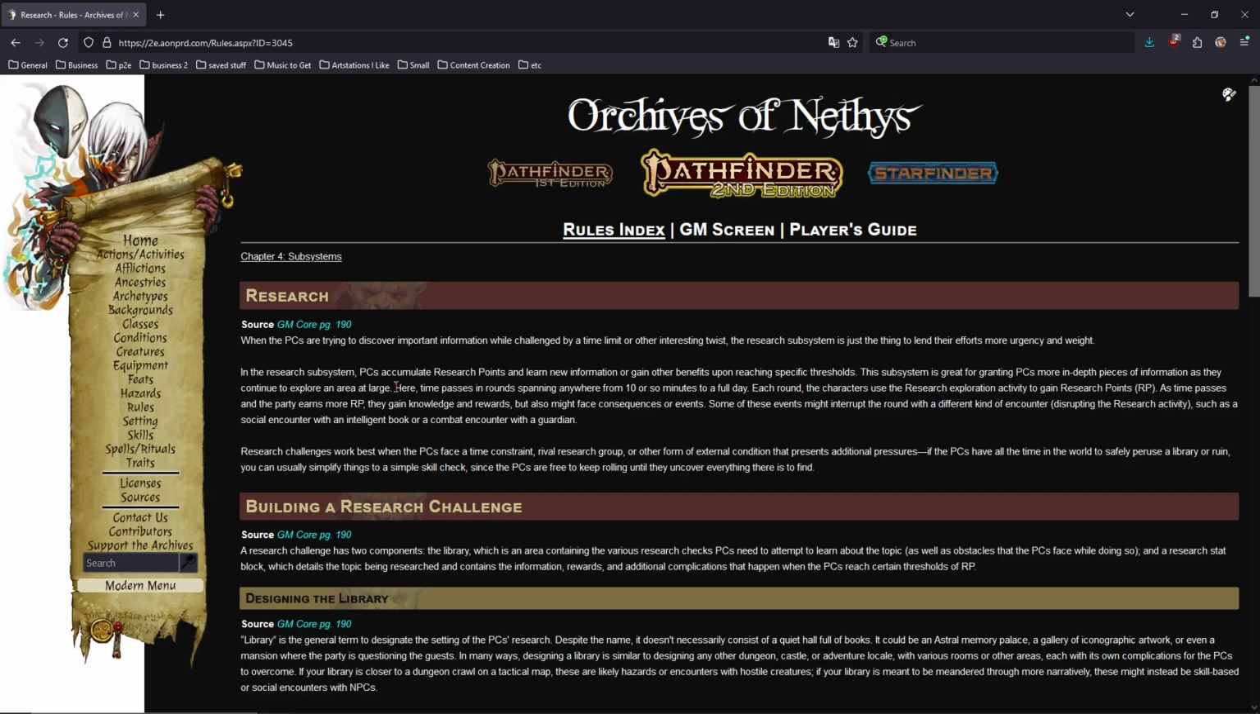As the players engage with your research subsystem, they accumulate research points and they gain specific effects or information when they reach set thresholds. They have their own rounds, just like a lot of the subsystems do, that can measure anywhere from 10 or so minutes to a full day. You can also include them in other forms of encounters, whether that just be exploration mode on its own or what have you. And they tend to have consequences or events either as part of making the checks or in between checks to allow the players to kind of split up the subsystem, doing other things, so they're not just rolling die after die.